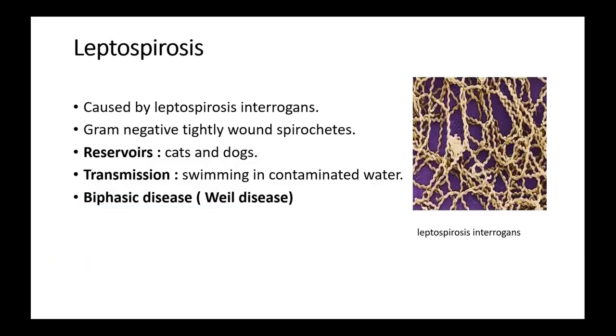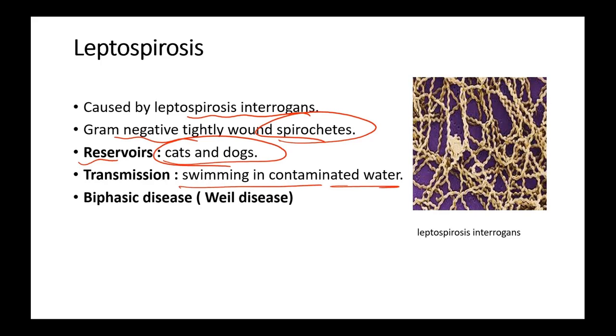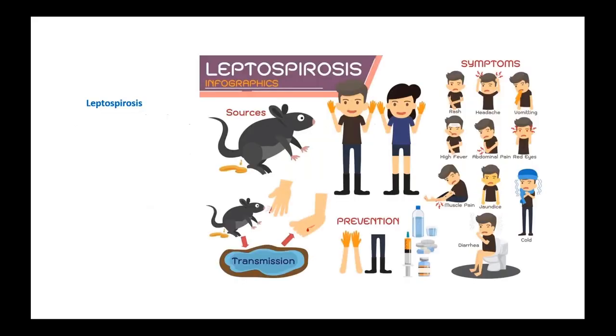Next infection is leptospirosis. It is caused by Leptospira interrogans. It's gram-negative organism, spirochetes. Reservoir stays in cats and dogs. Transmission is swimming in contaminated water. It's biphasic disease, also called Weil disease. So this is the transmission.